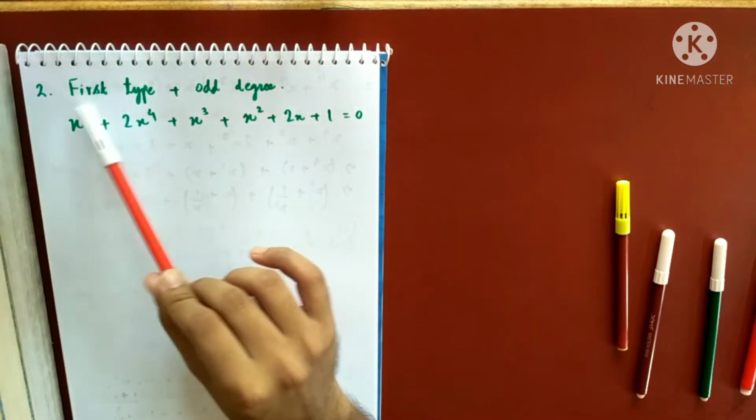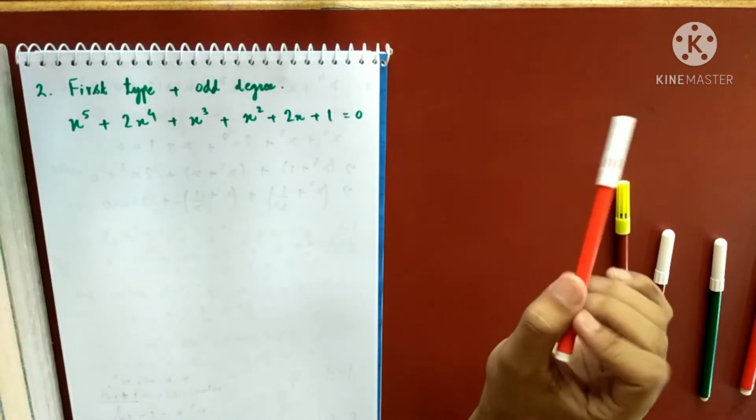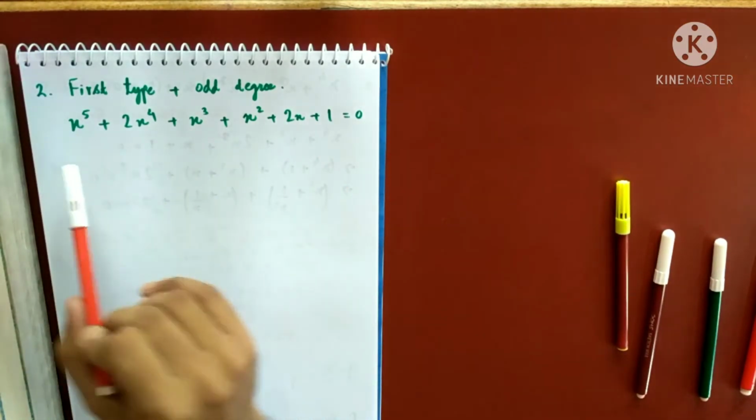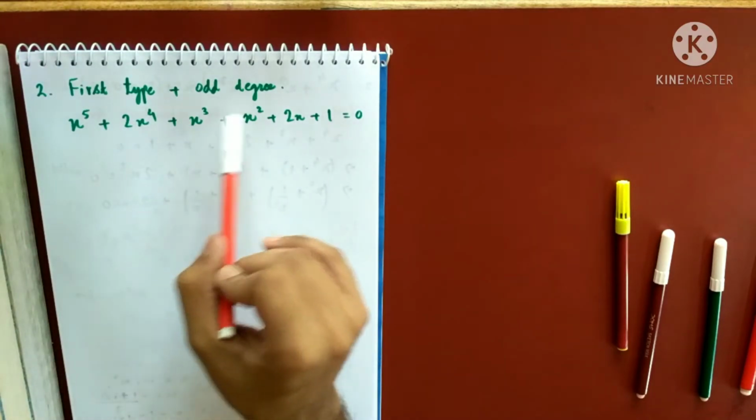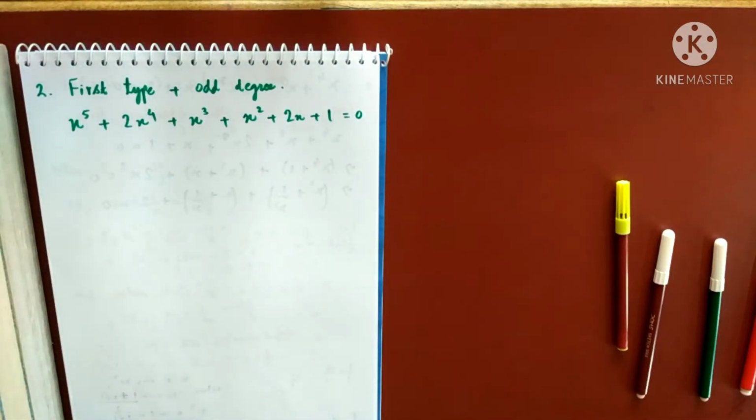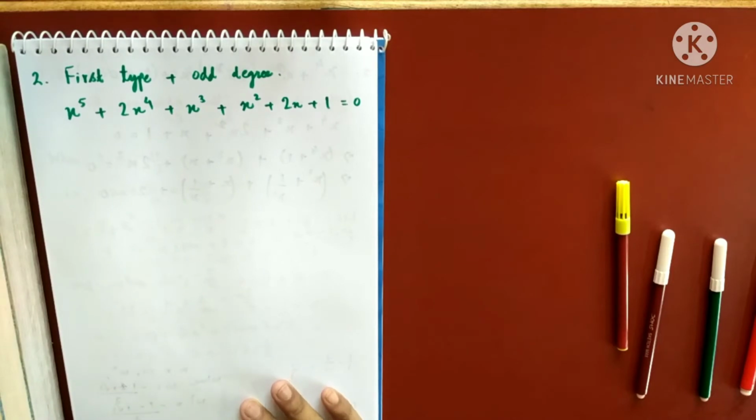So I am taking a first type and odd degree. So you see, this is a first type and odd degree. Why first type? Look at the coefficients 1 and 1, 2 and 2, 1 and 1. So it is a first type and odd degree, which is not in the standard form. So what was my claim? It can be reduced to first type and even degree. Let's see how.